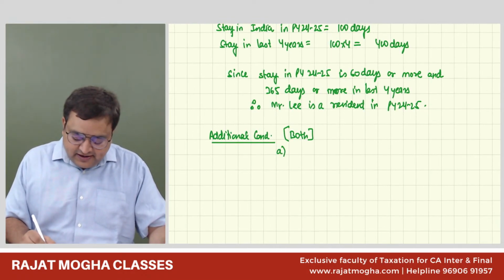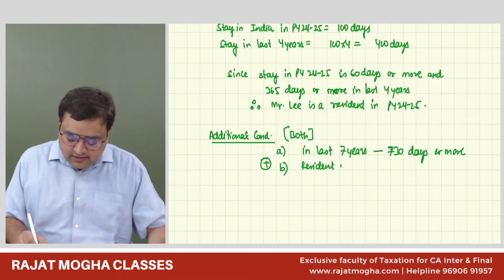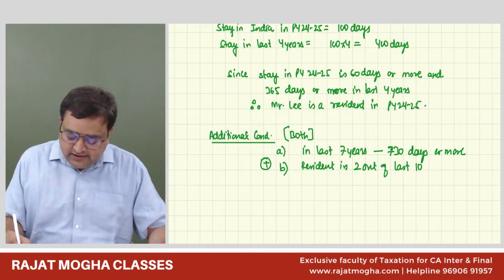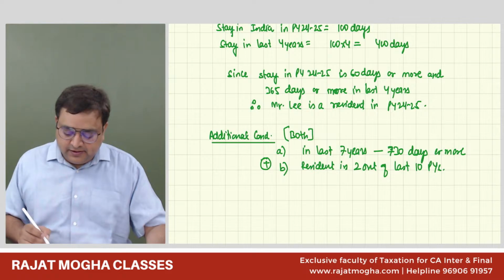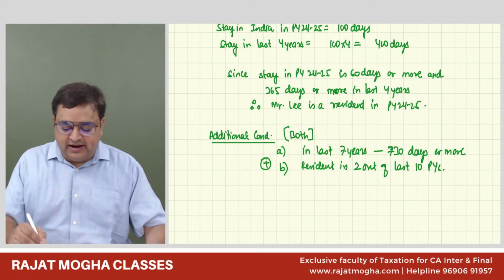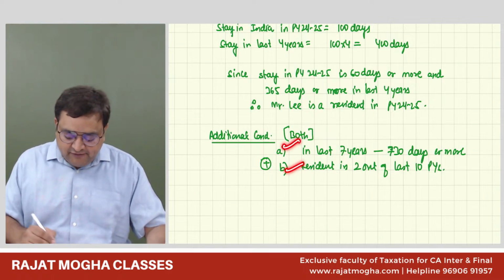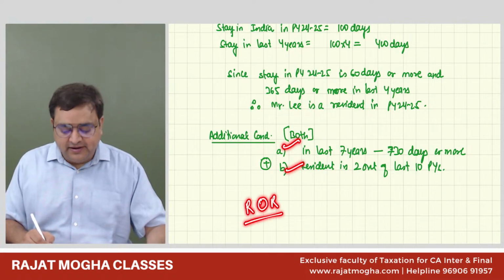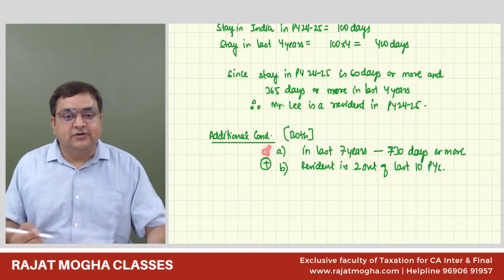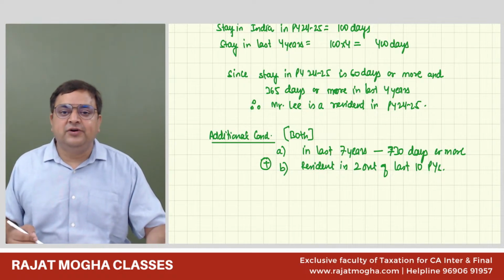First is that at least in 2 out of last 10 previous years. So both of them should be satisfied. And if both of them are satisfied, we'll call him ordinary resident. But if any one of them is not satisfied, he would be a resident, but not ordinary resident.